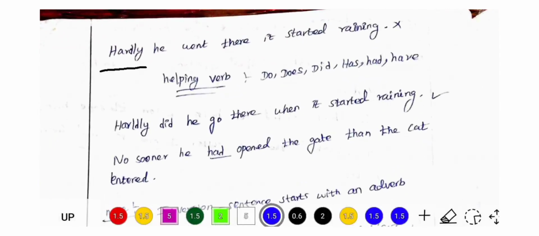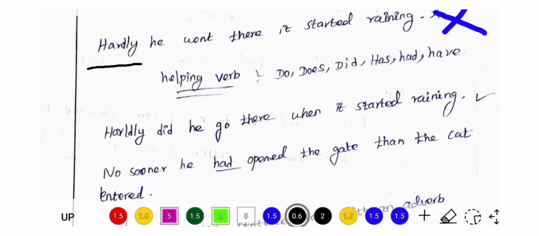See this? Hardly is an adverb. "Hardly he went there it started raining." This sentence is incorrect. Why? Because after the adverb the helping verb should be present. Here the subject is present. So this sentence is incorrect.